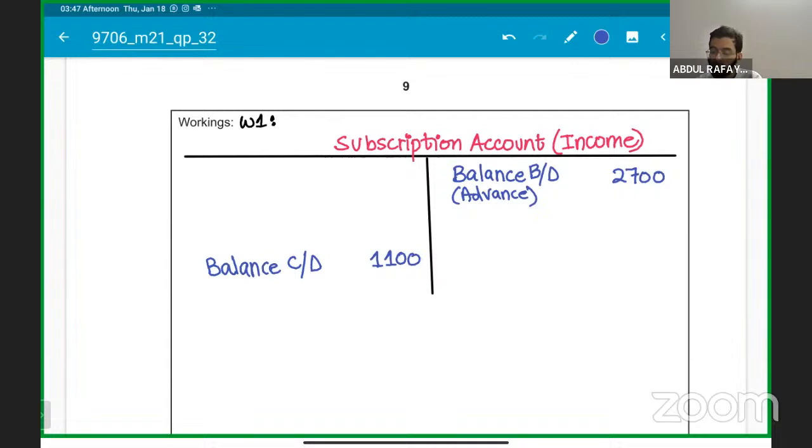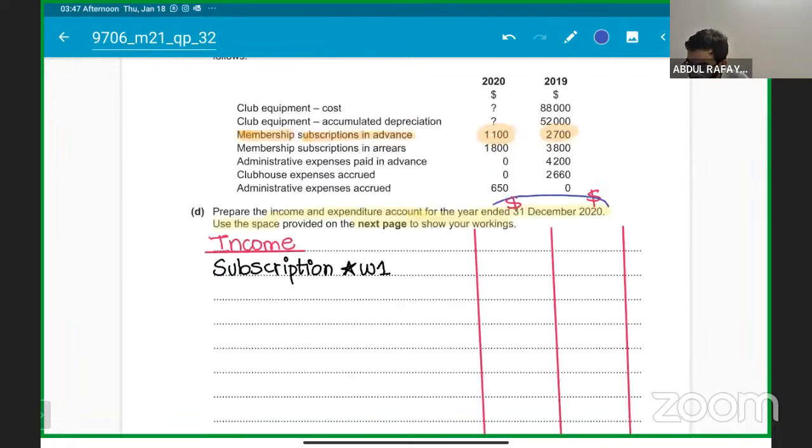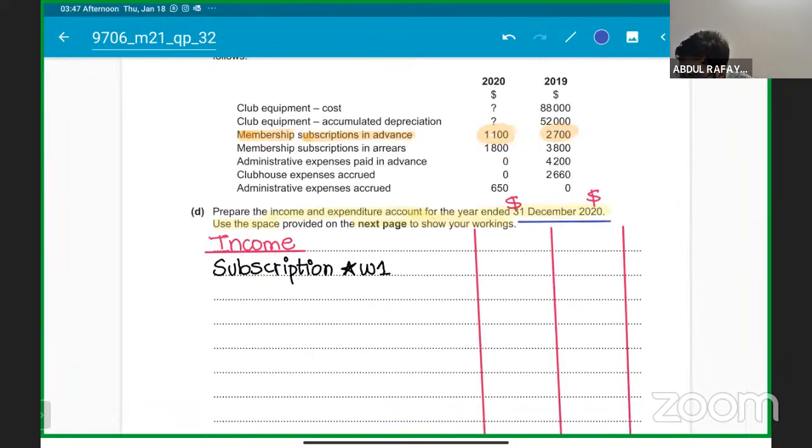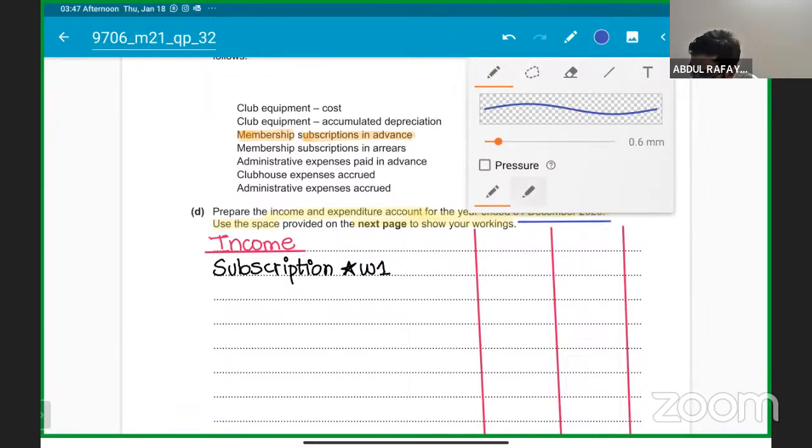Which year are we dealing in? We are dealing with the year ended 31st December 2020, and we have balance brought down as 2700 and balance carried down as 1100. Similarly, there will be membership subscription in arrears; follow in the highlighter, students.